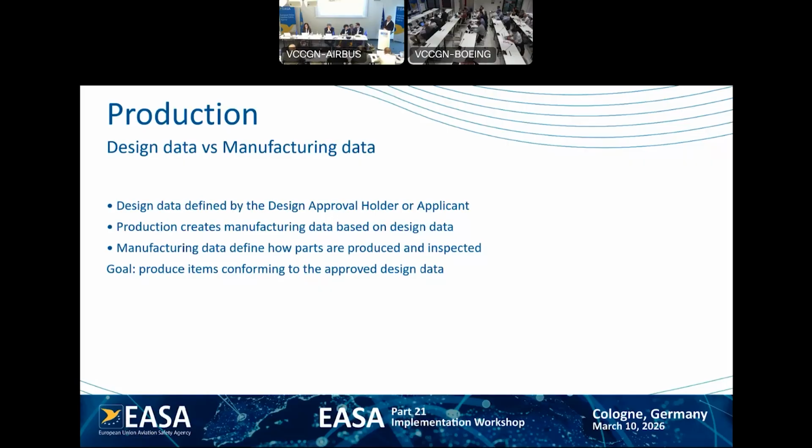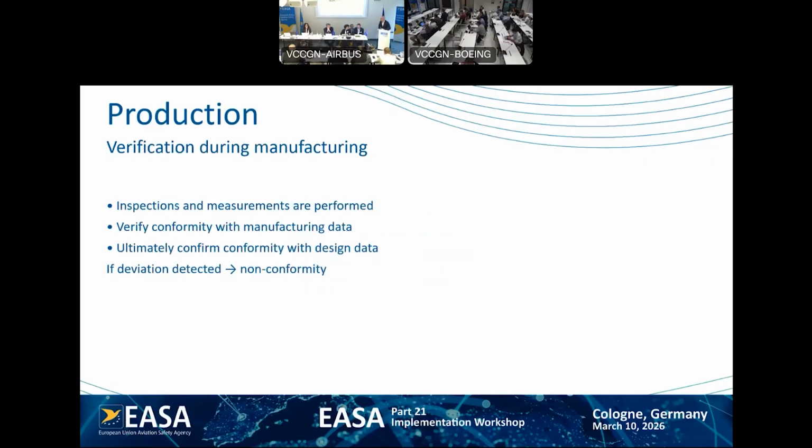And let's go to the next slide. So during manufacturing there are certain inspections performed to determine conformity with the manufacturing data, and ultimately to confirm conformity with the design data. And if a deviation is detected, then there is a non-conformity. A non-conformity is, let's say, raised within the production environment. Let's go to the next slide.